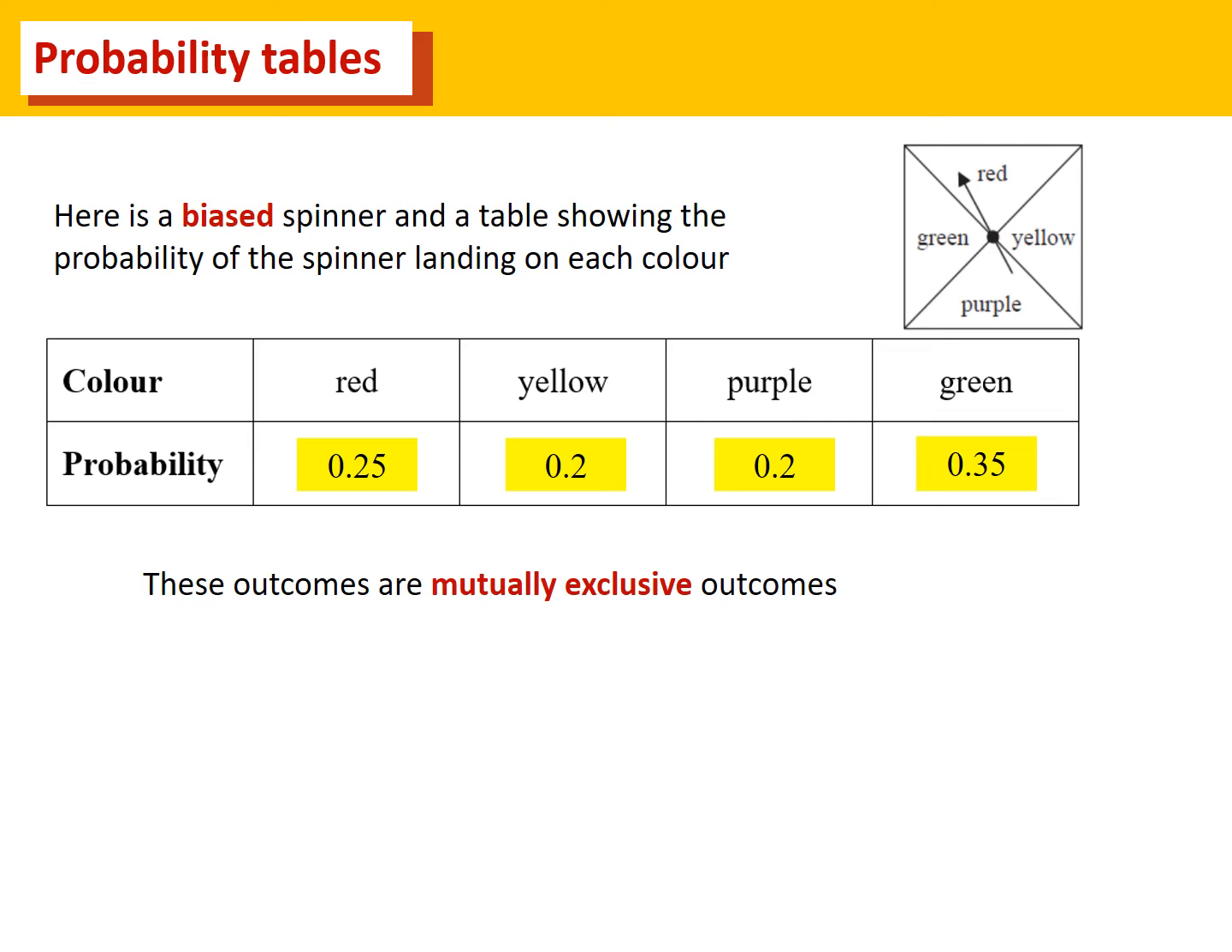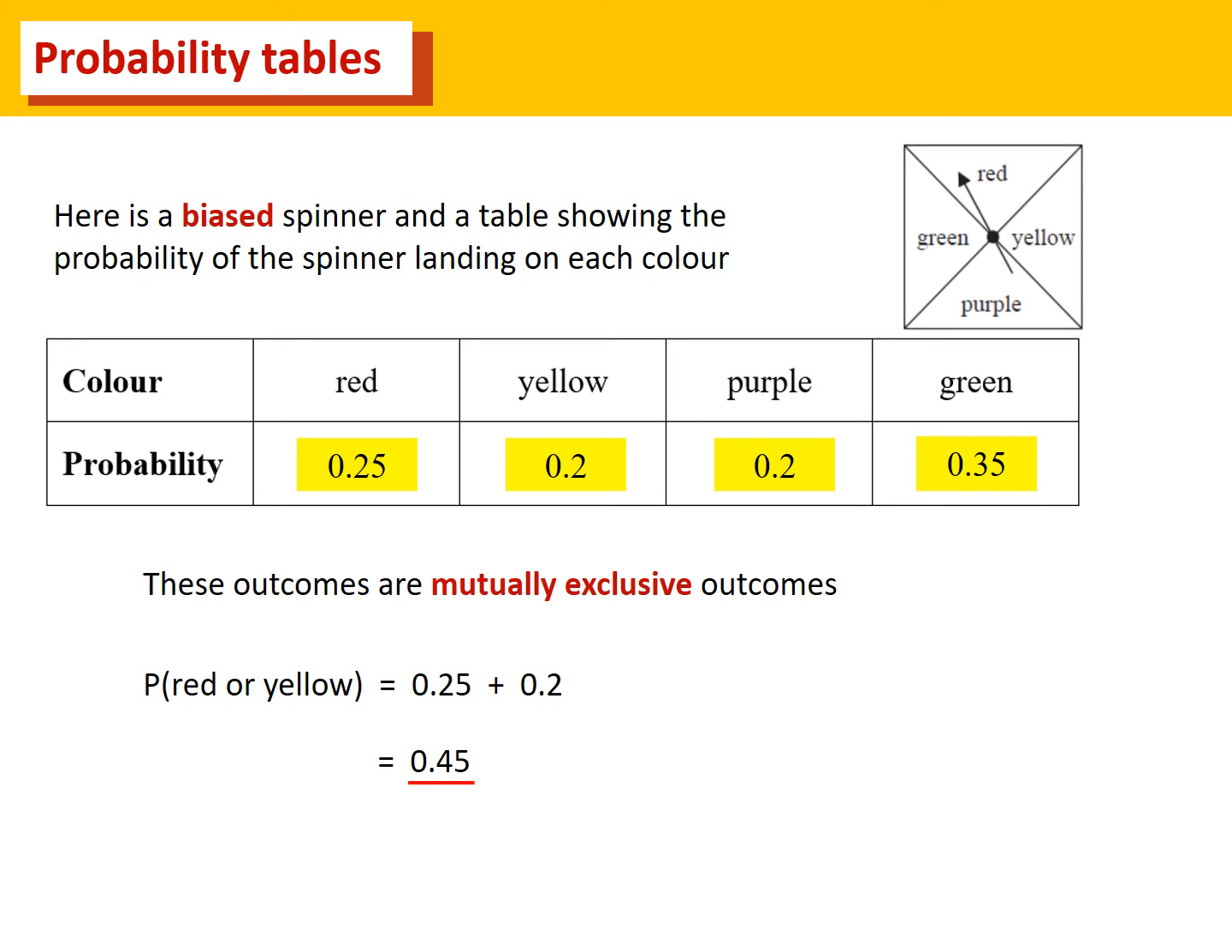The 4 outcomes are mutually exclusive. That means they can't both occur on the same spin. So if we spin the spinner, we'll either get a red or a yellow or a purple or a green. We can't get a red and a yellow, say, at the same time. That's what mutually exclusive means. If one outcome occurs, it excludes the possibility of any of the other outcomes occurring.